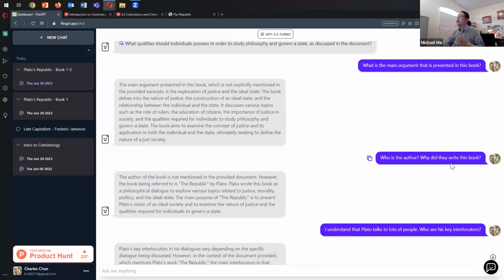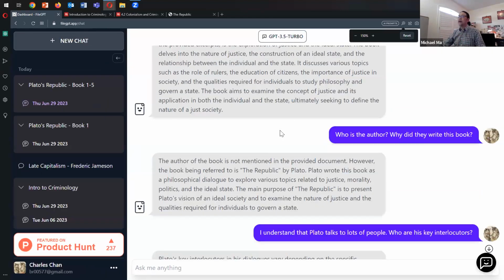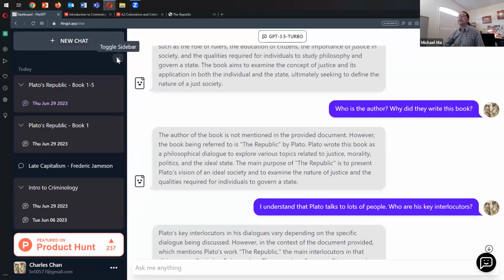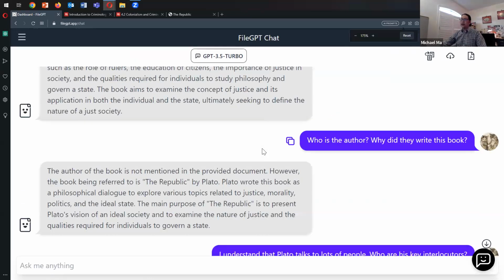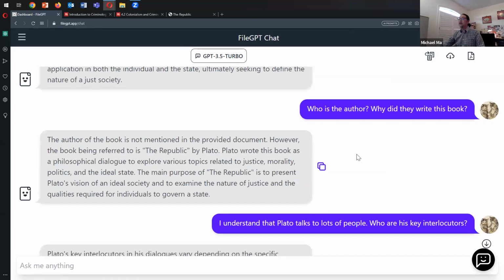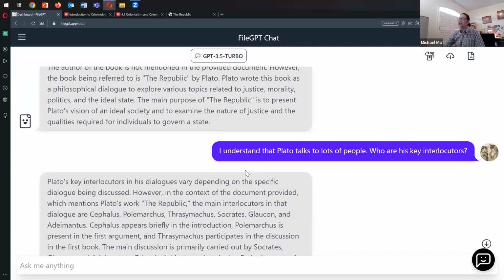Who is the author? Why did they write this book? The author of this book is not mentioned in the provided document. However, the book being referred to is The Republic by Plato, and Plato wrote this book as a philosophical dialogue to explore various topics: justice, morality, politics, the ideal state. The main purpose is to present Plato's vision of an ideal society. Yeah, that's very good. I'm very happy with that so far.